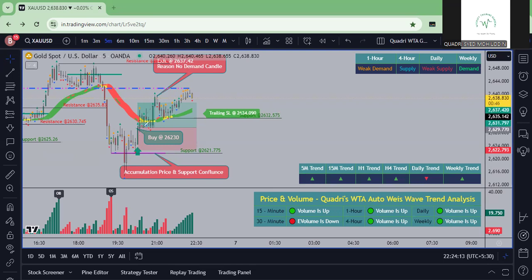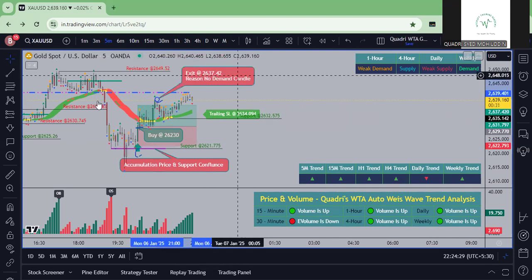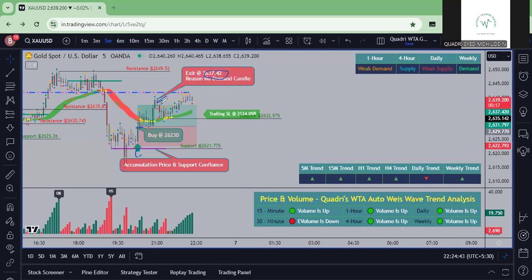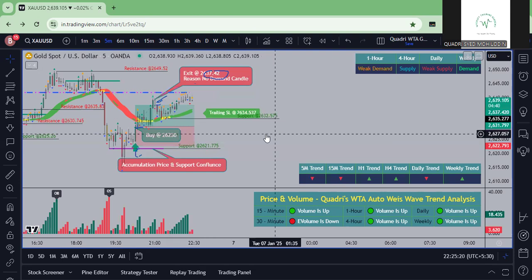So I got in over here, my stop was here, and I exited at this particular position, which happens to be 2637.42. This was my exit. The reason for the exit is I got a no demand candle. So I exited on the close of this particular candle. So on a give or take perspective, it is simple and straightforward.